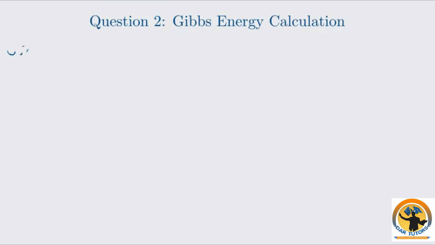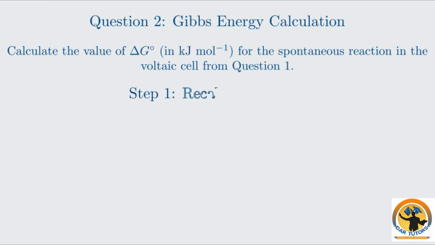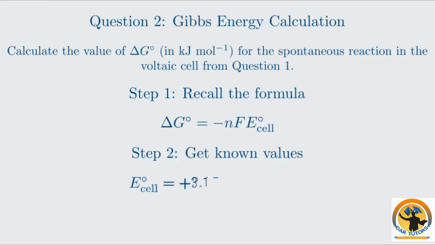Question 2 asks for the value of the standard Gibbs energy change, delta G naught, for the magnesium-silver cell we just analyzed. To solve this, we will use the equation connecting cell potential and Gibbs energy. The equation is delta G naught equals negative n F E naught cell. From our previous calculation, we know E naught cell is plus 3.17 V. The key is to determine n, the moles of electrons transferred.